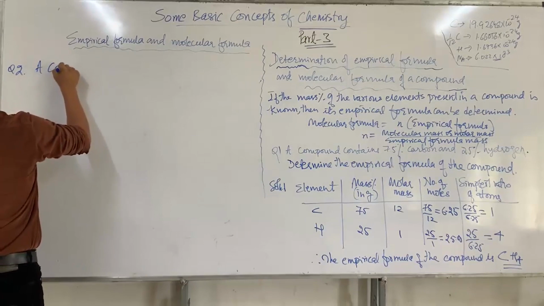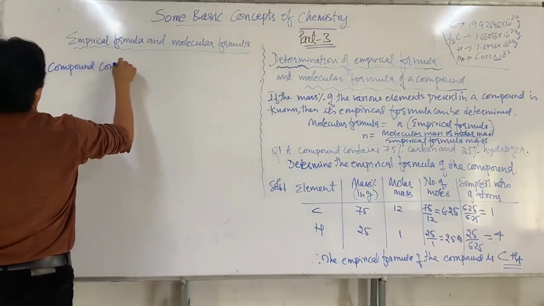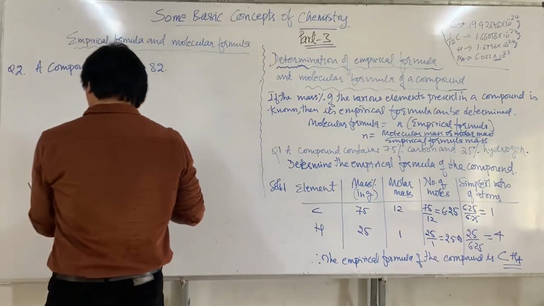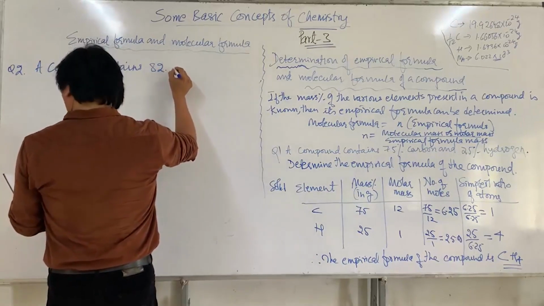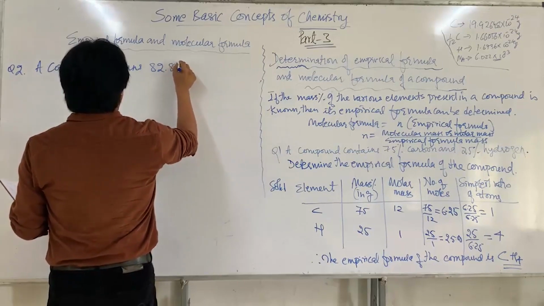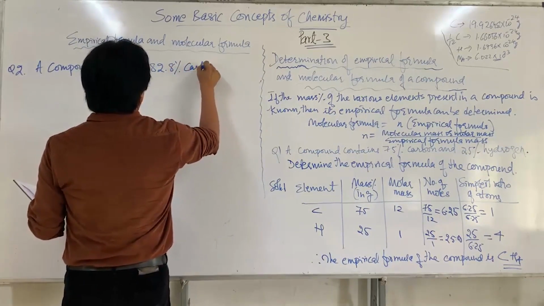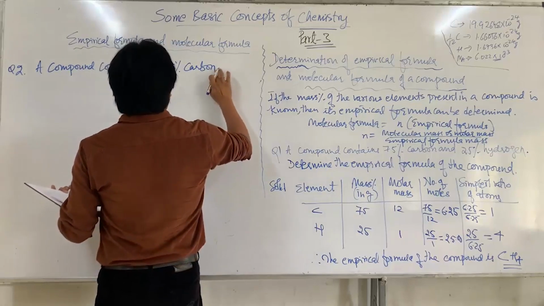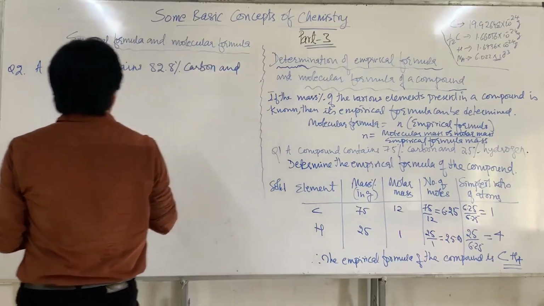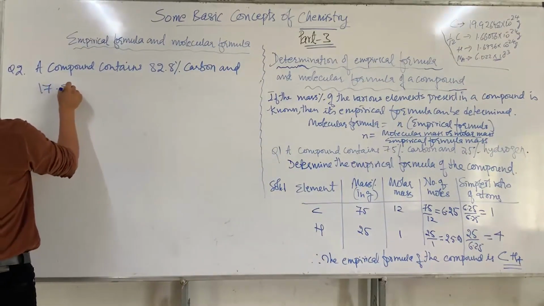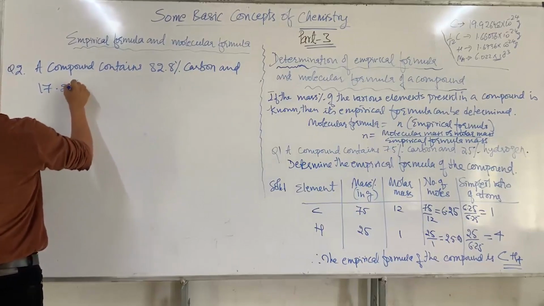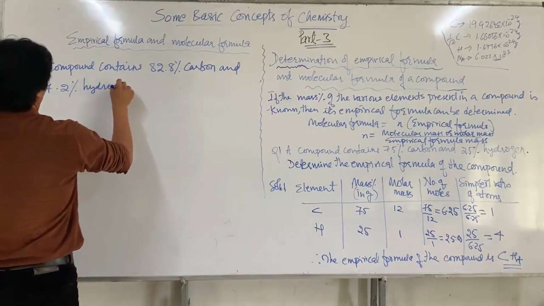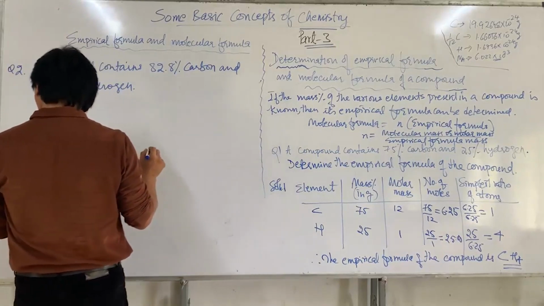It says a compound contains 82.8% carbon, and then it is just 2 elements. 82.8% carbon and 17.2% hydrogen. Now you have to determine or find the molecular formula.